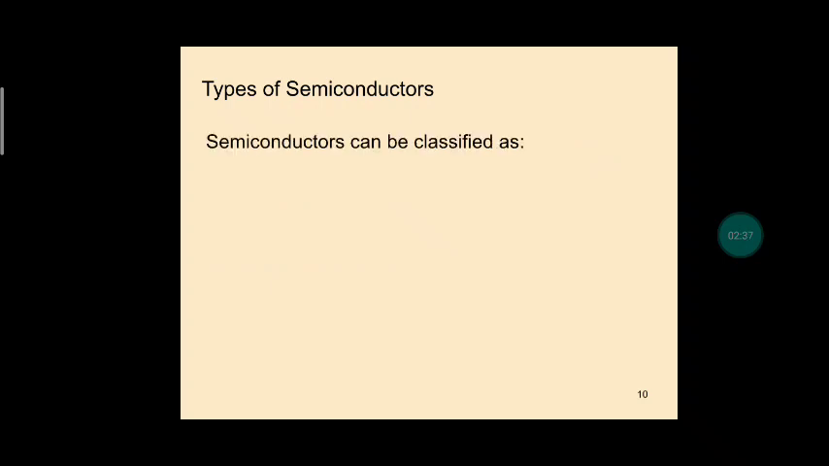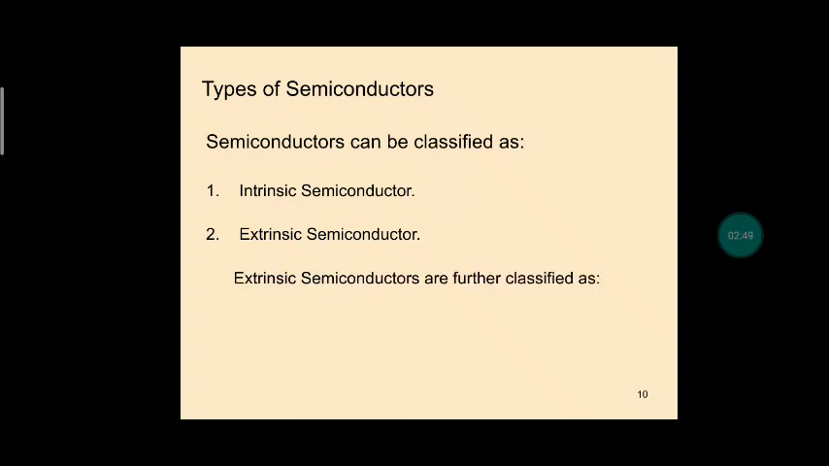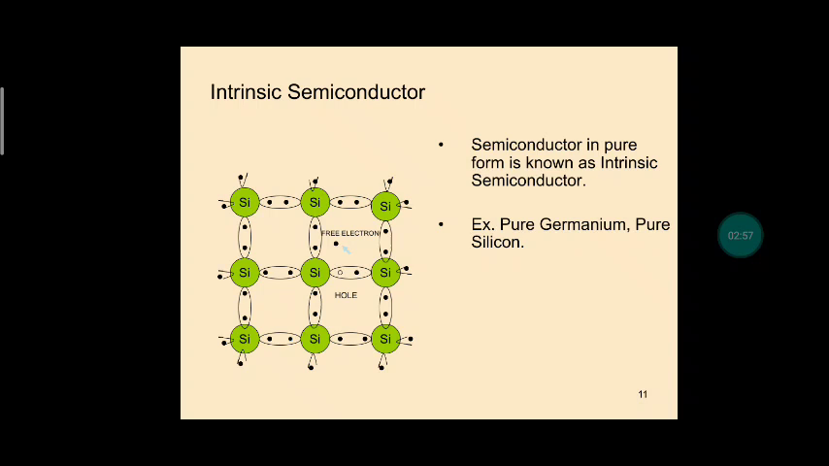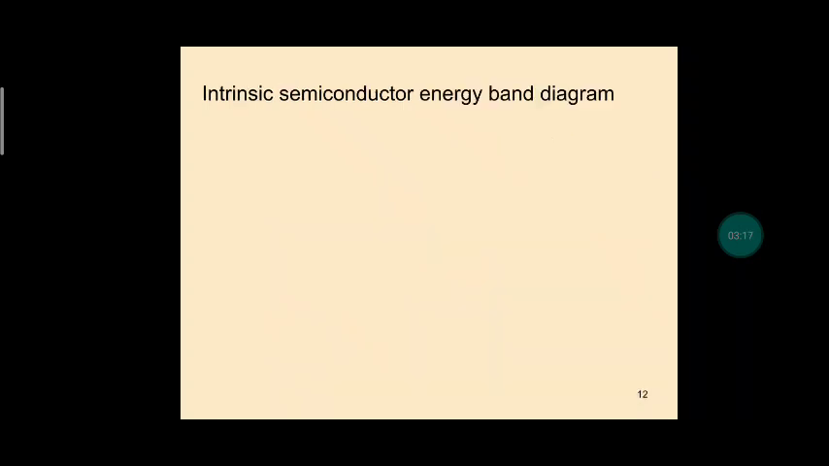What are the types of semiconductors? Semiconductors may be classified into two types: intrinsic semiconductor and extrinsic semiconductor. Extrinsic semiconductors are further classified into two types, N-type semiconductor and P-type semiconductor. An intrinsic semiconductor is a pure form of semiconductor. We cannot add any impurities to the intrinsic semiconductor. Examples are germanium and silicon. At room temperature, the number of electrons is equal to the number of holes.